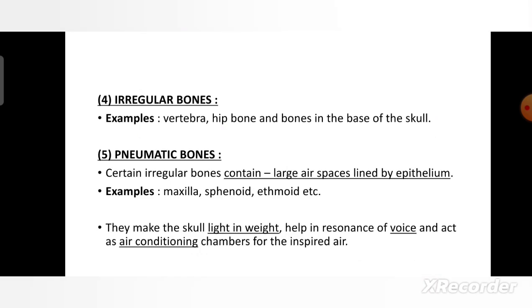Fourth are the irregular bones. Irregular bones are those where there is no particular shape. For example, vertebra, hip bone, bone in the base of the skull.